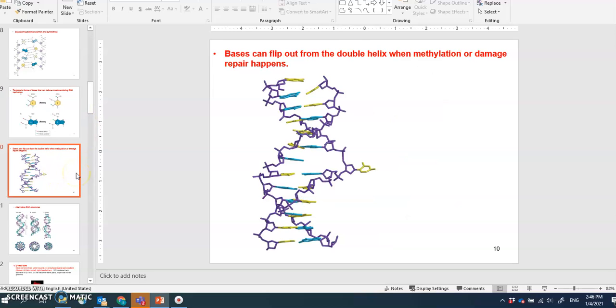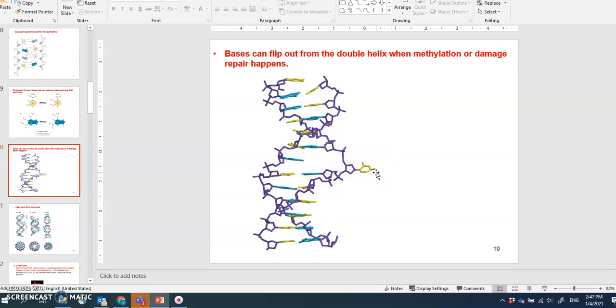Okay, and a base can flip out from the double strand. Normally bases are maintained inside of the two strands, right? But they can flip out when methylation happens. If the bases are methylated and that methylated base cannot form hydrogen bonds anymore, then instead of staying here, it's going to flip out.